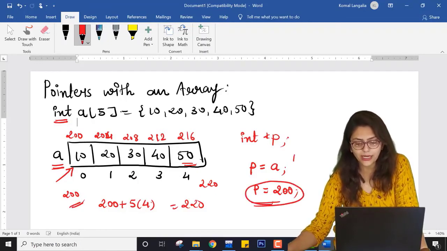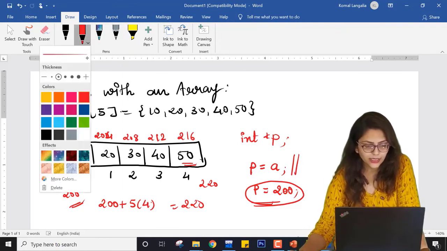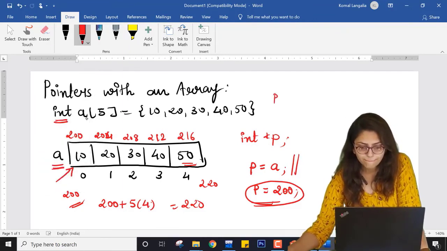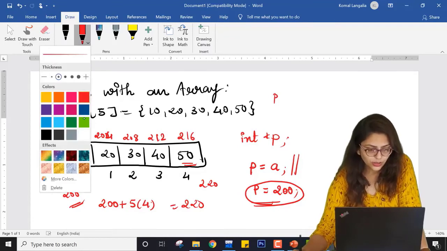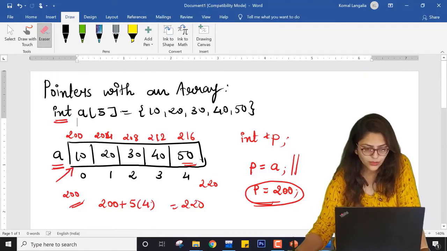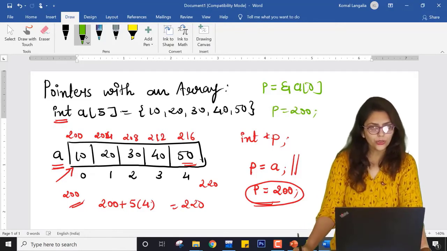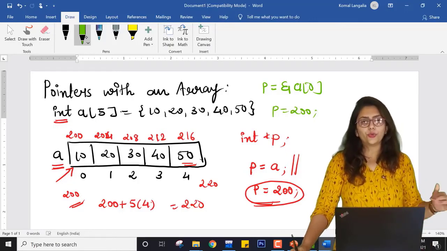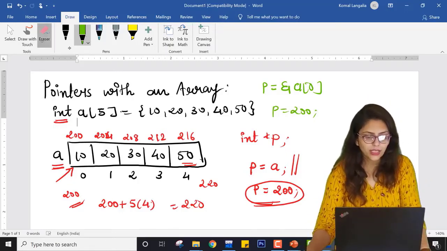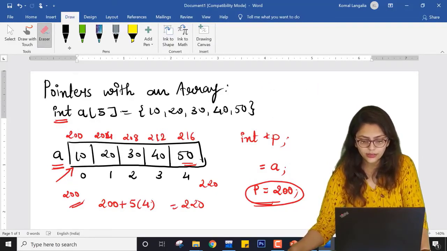So you can do it like this. If you don't want to write it like this, then you can also write it as P equal to address of A of 0, which is similar, so it will be 200 only, right? So this is how you can use arrays with pointers. Now let me erase extra terms.